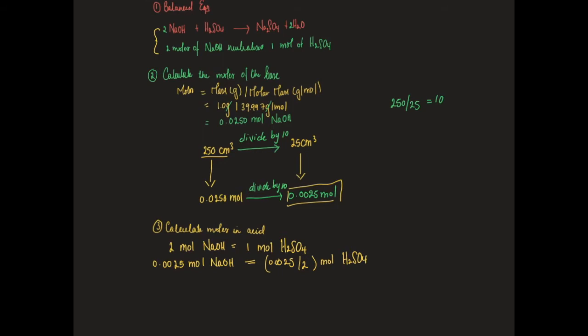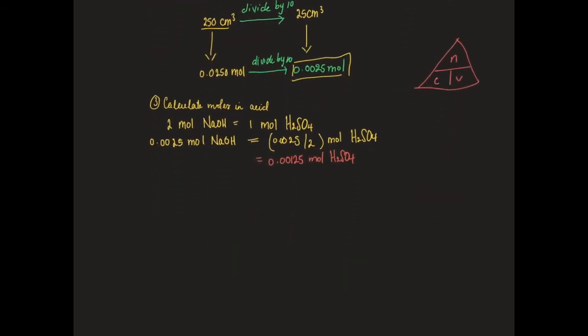And if you put that into your calculator, you should get 0.00125 mole of sulfuric acid. So that's the number of mole you have. So we're just going to refer back to our triangle, because the next step we're going to try to calculate is to find the concentration of the sulfuric acid. So again, we're trying to find the concentration.